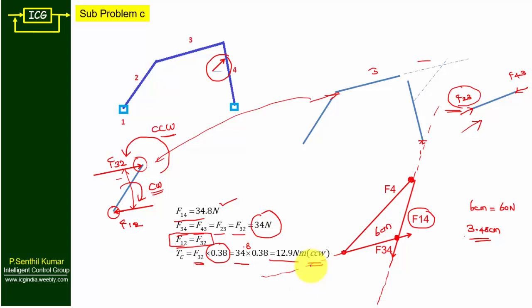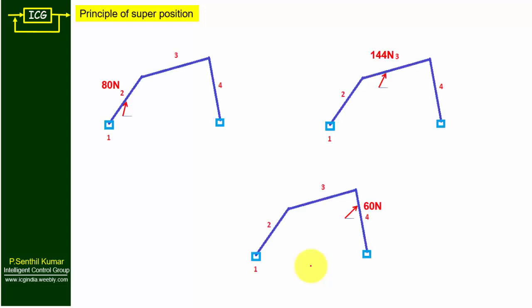Now we will move on to the same principle of superposition. We have three diagrams, totally three torques, T1, T2, T3. T1 clockwise, whereas T2, T3 anti-clockwise. We take anti-clockwise as plus, clockwise minus. So minus 6, 18.1, 12.9. Finally, we will get plus 25. So plus is nothing but anti-clockwise. So this is the final answer.